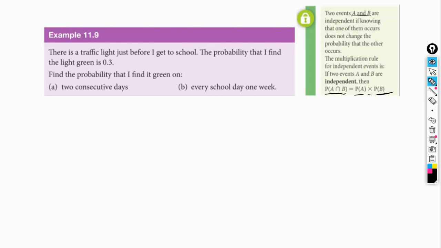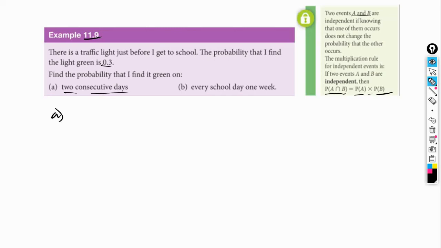So let's focus now on example 11.9. And it says, there's a traffic light just before I get to school. The probability that I find the light green is 0.3. Find the probability that I find it green on A, 2 consecutive days.